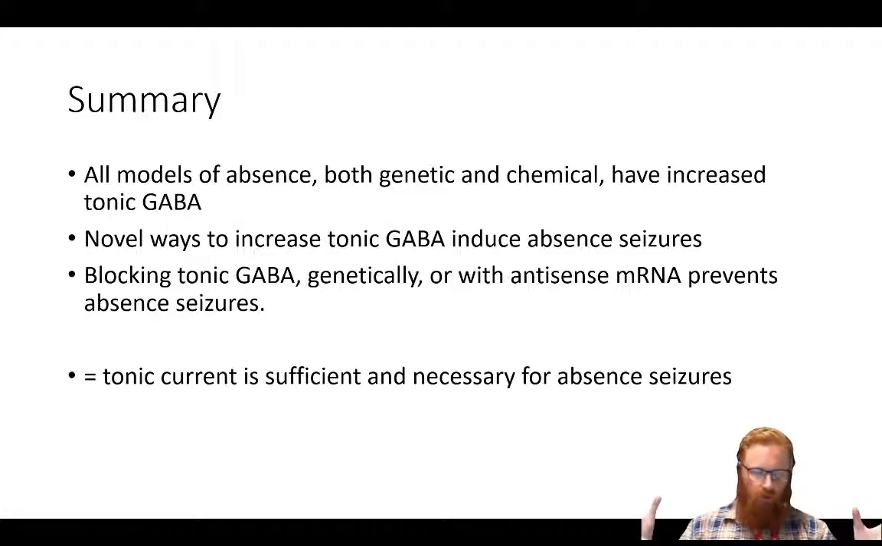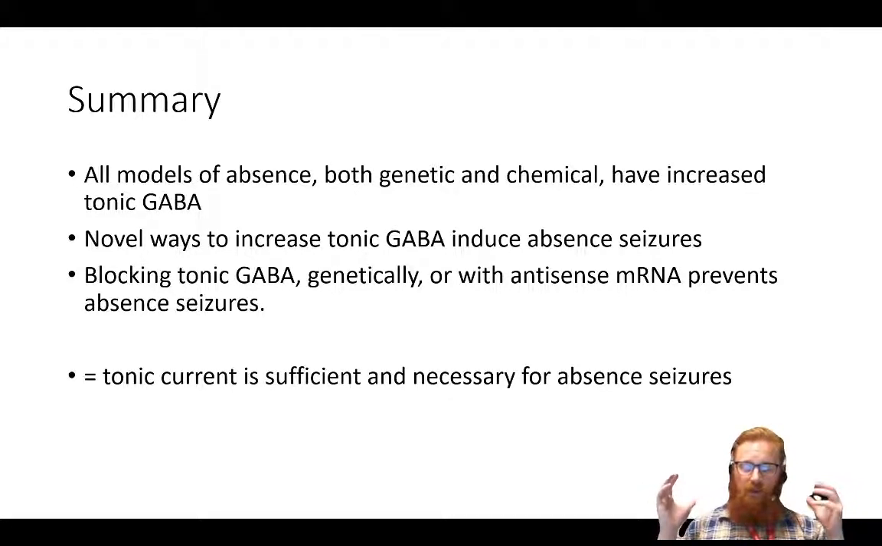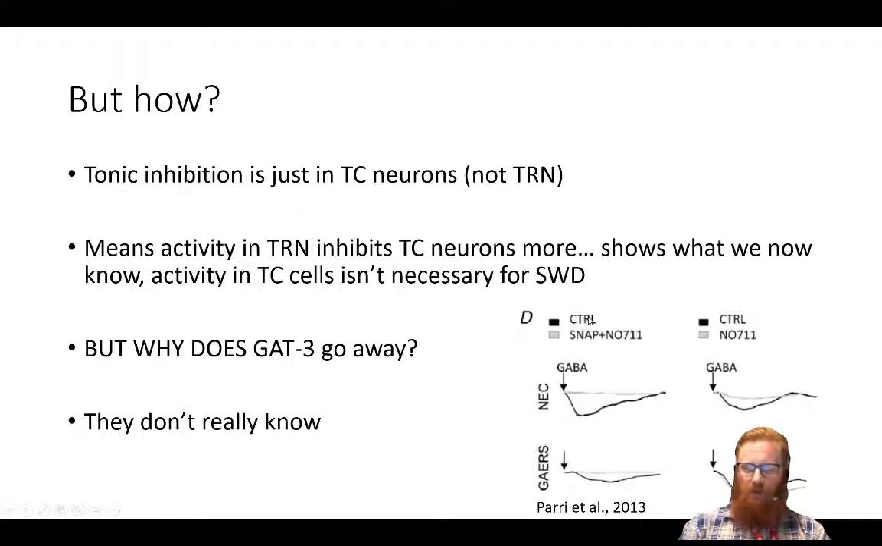So what did they show? They showed that all models of absence, both genetic and chemical, have increased tonic GABA. They showed that novel ways to induce the tonic GABA current induced absence seizures, and blocking the tonic GABA current with antisense mRNA or genetically prevents absence seizures. So what this shows is that tonic current is sufficient and necessary for absence seizures. Or another way of putting that is that absence seizures occur if and only if the tonic current is enhanced in the thalamus, which is a real sort of landmark conclusion.